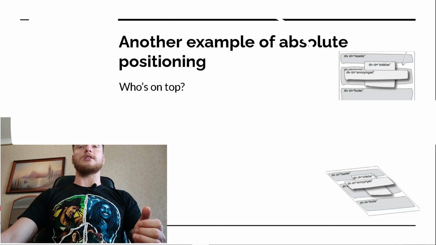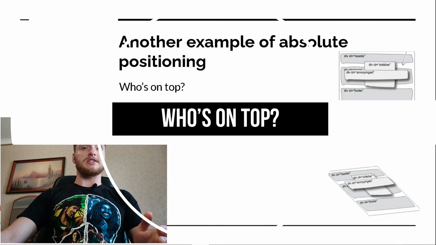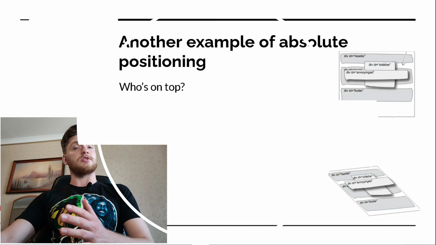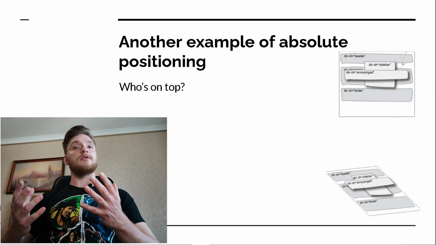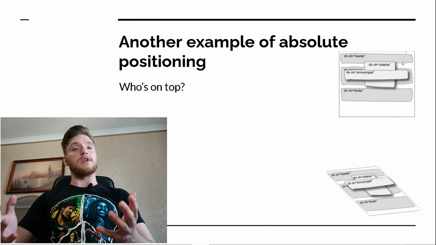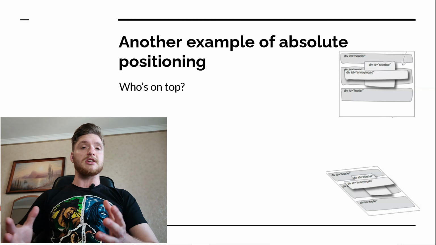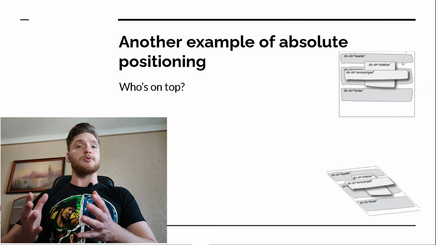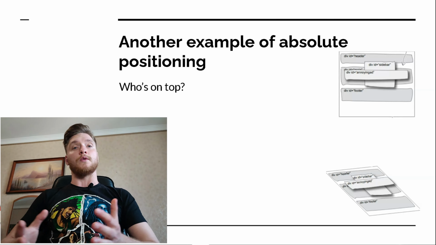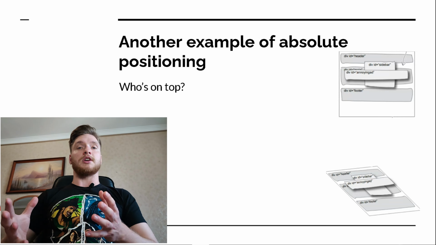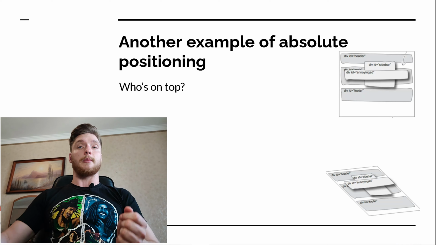Who was on top? Another interesting thing about absolutely positioned elements is that you can layer them on top of each other. But if you've got a few absolutely positioned elements at the same position on the page, how do you know the layering? In other words, who is on top?